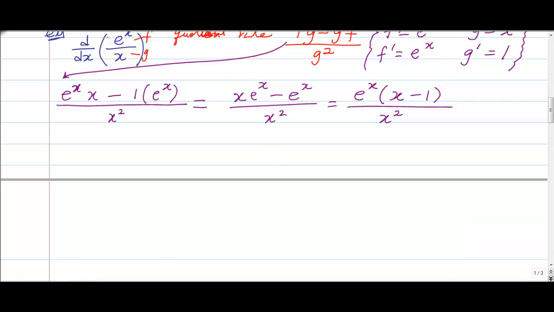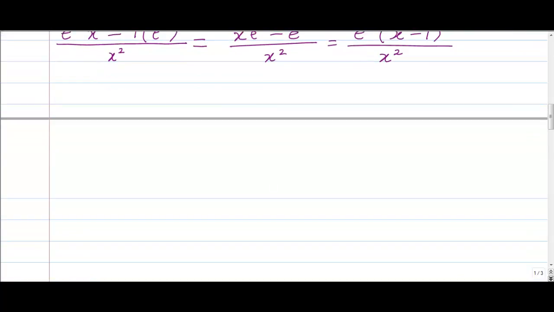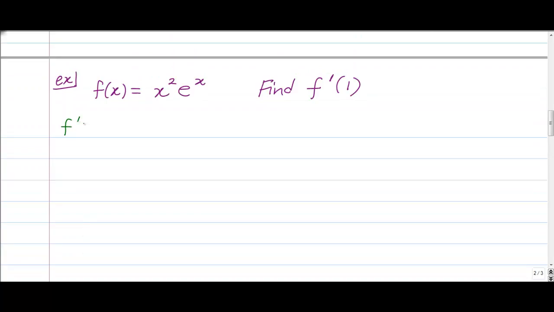Let's do another example. Alright. F of x equals x squared e to the x. Find f prime of 1. Okay? So first thing we need to do is find f prime of x. Alright, so first this is a product, right? So I'm going to use the product rule.